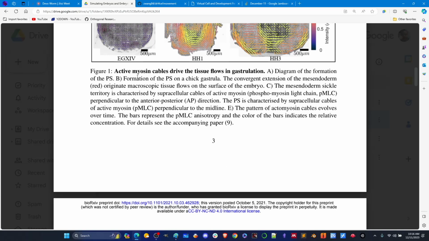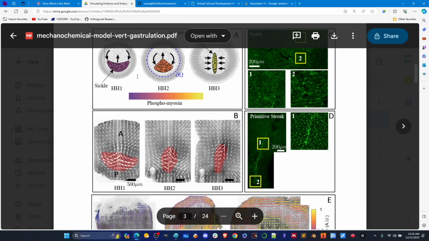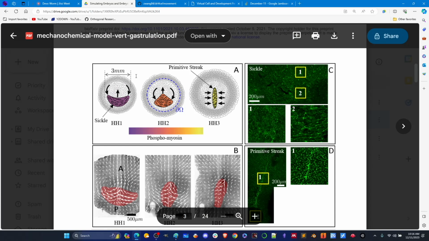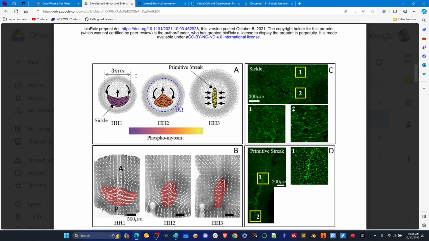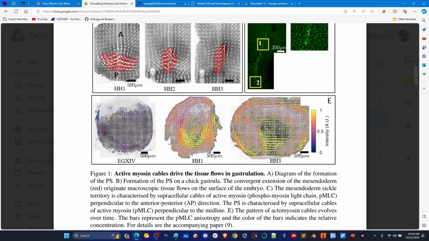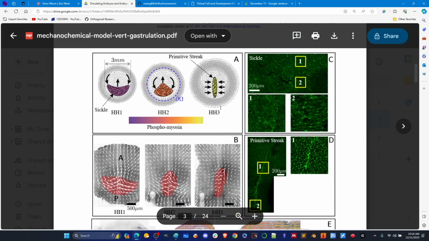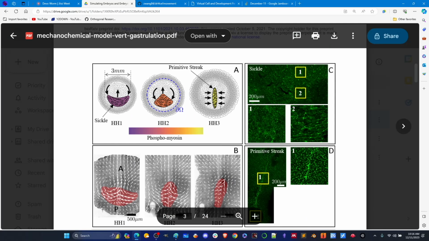So active. That's nice. That's very nice. I haven't seen someone describe the formation of the primitive streak before like this. Oh, that's very nice. Yeah. And then this is all driven by active myosin cables, and so you can see that they have this set up. Susan says very nice. Yeah.